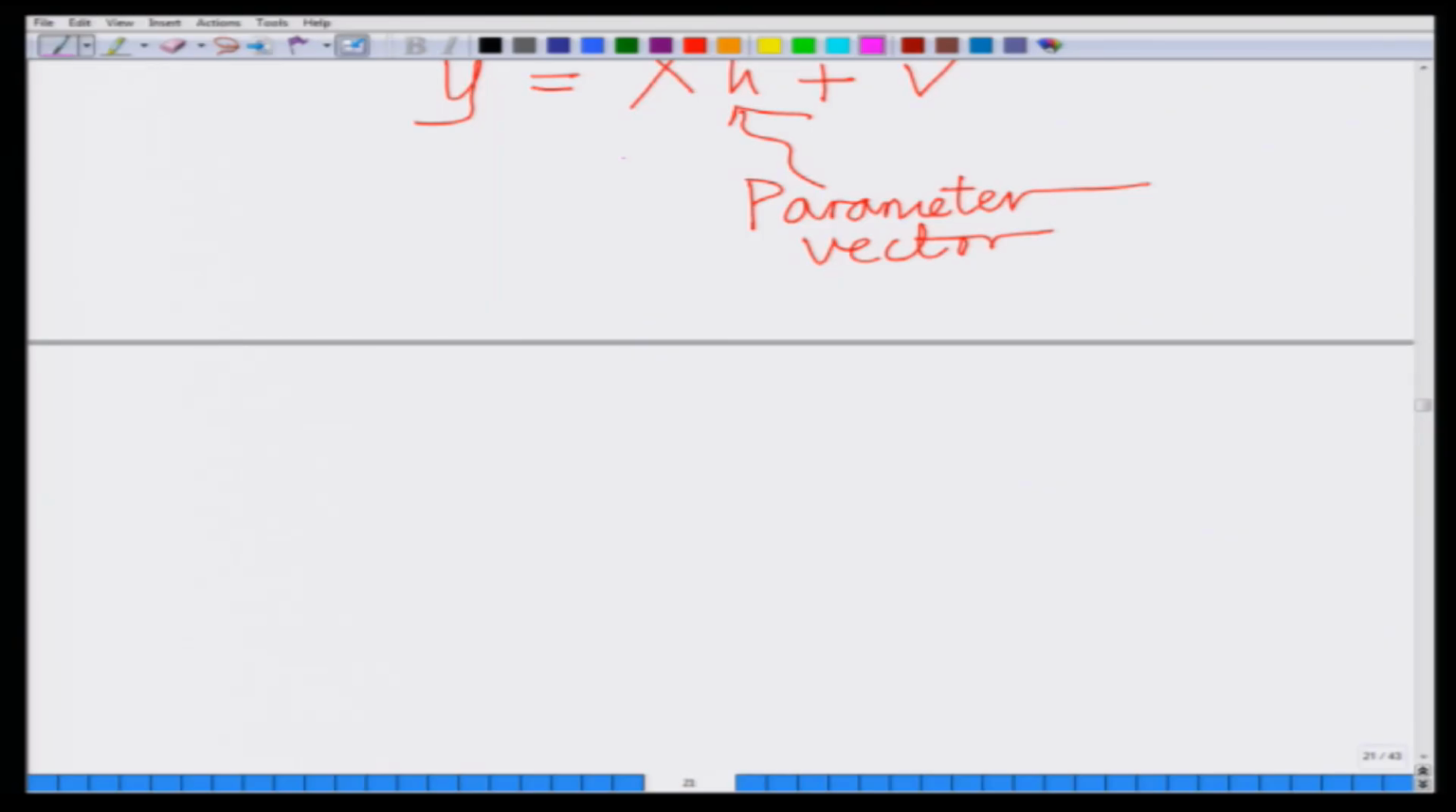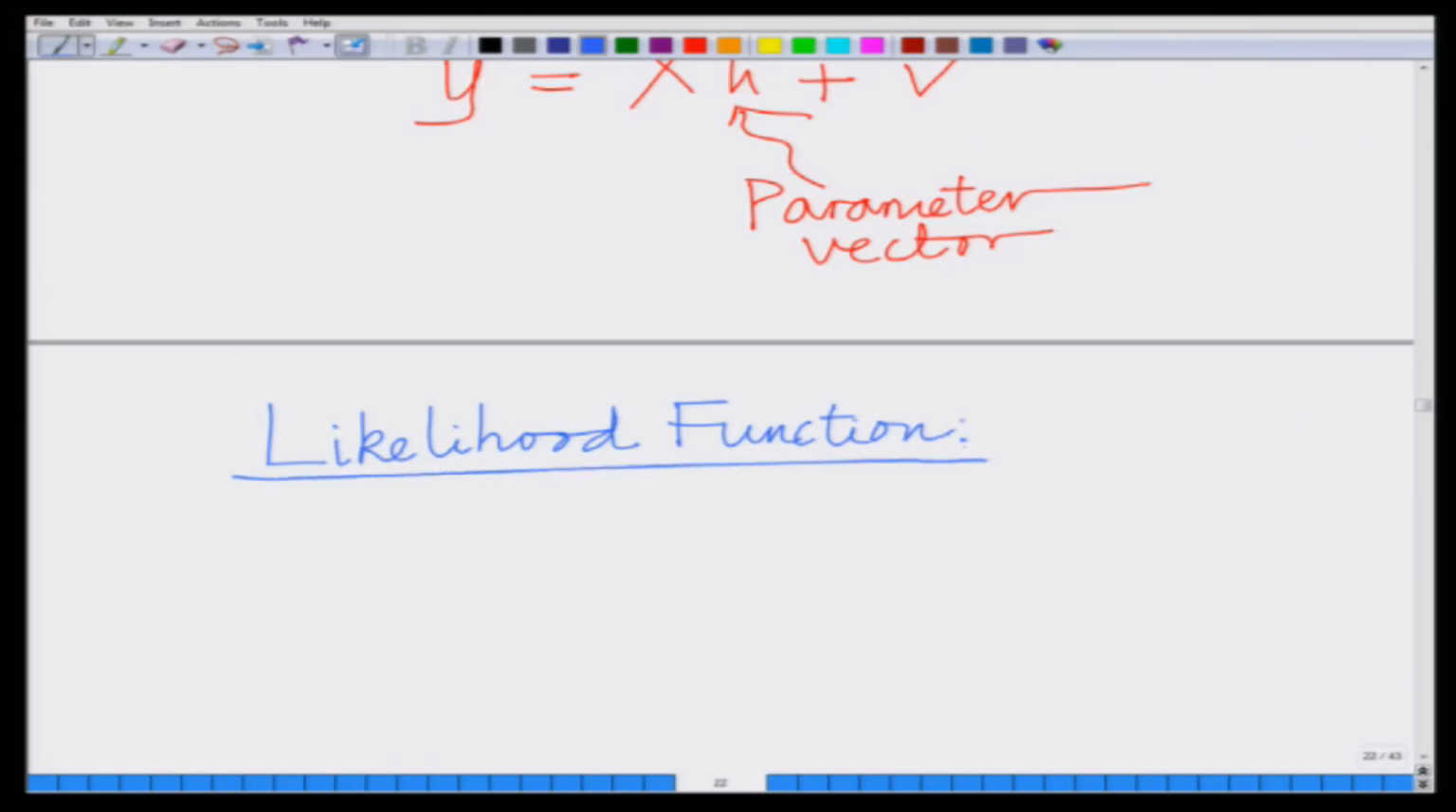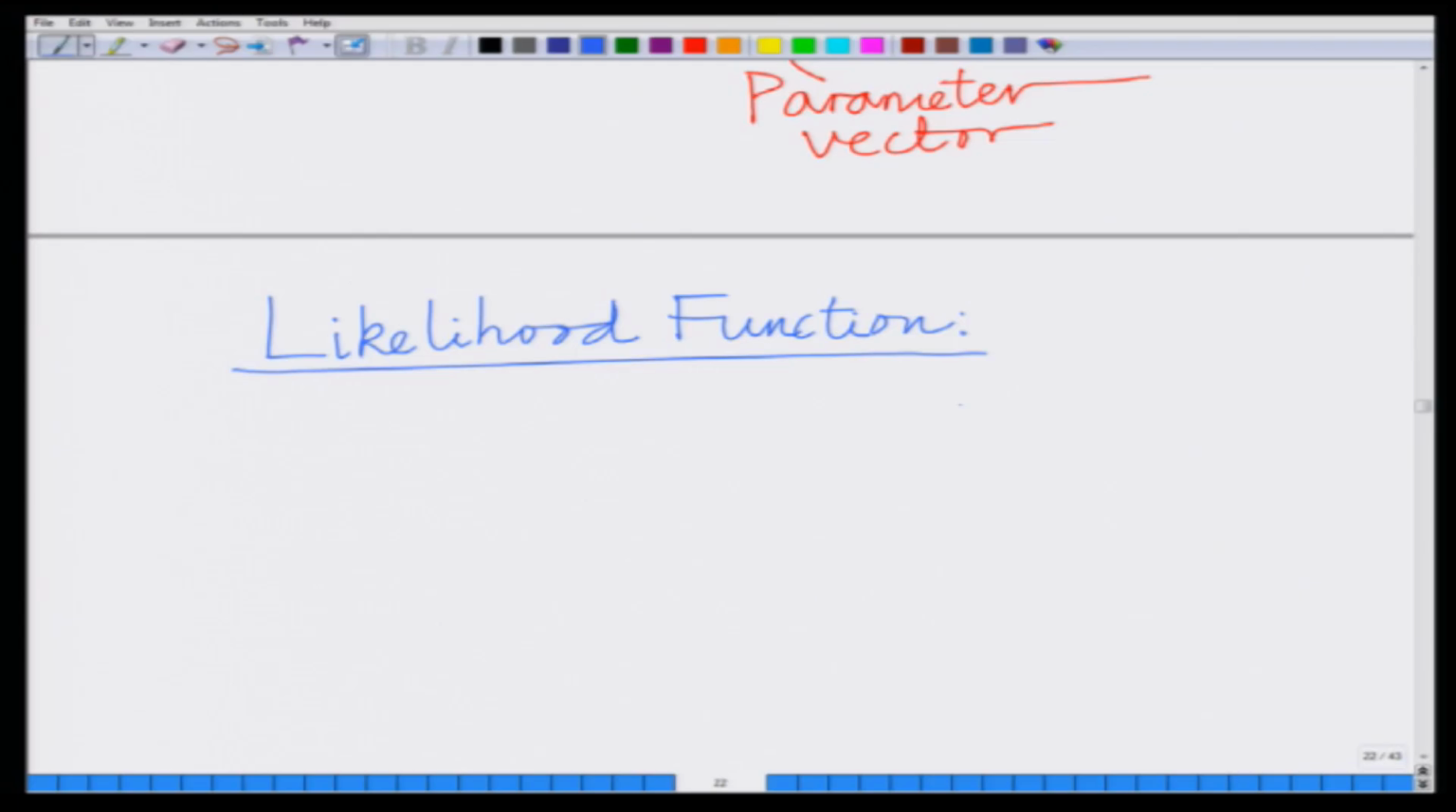Similar to what we have done before, for estimation of the vector parameter h bar, we have to develop the likelihood function. Any estimation we have to start by developing the likelihood function corresponding to the parameter vector h bar. And again we will start with the same assumption, that is we will consider the noise samples V1, V2 up to Vn, the n noise samples, to be independent identically distributed Gaussian random variables of mean 0 and variance sigma square each.